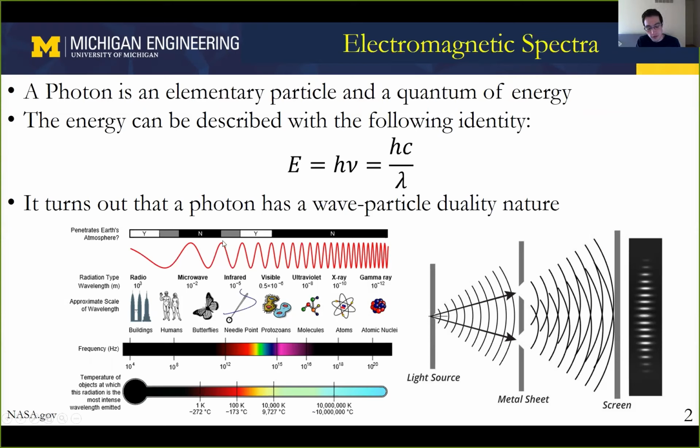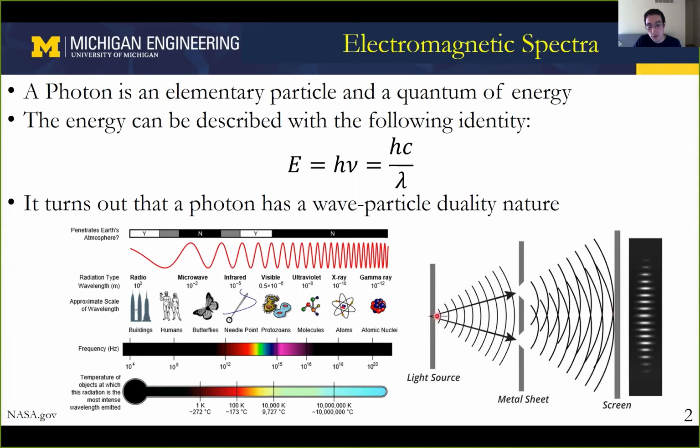It turns out that the photon has both a particle and a wave duality. We're going to focus on the wave part of the particle, the wave nature of the particle, and you can see this from the double slit experiment in the lower right. Let me turn on the highlighter from the lower right corner. So this is the lower right corner.